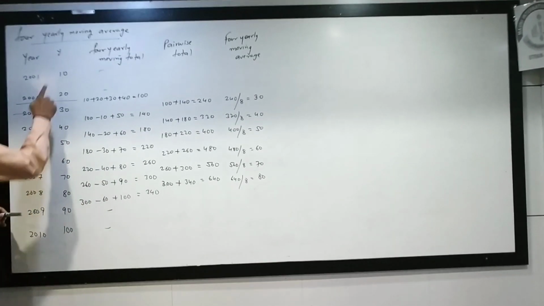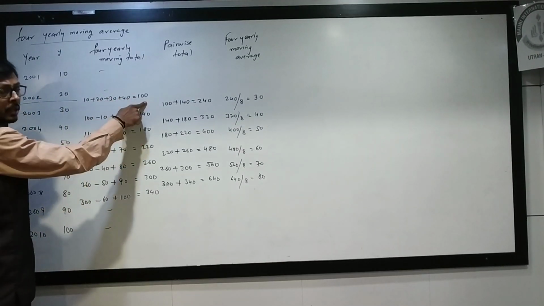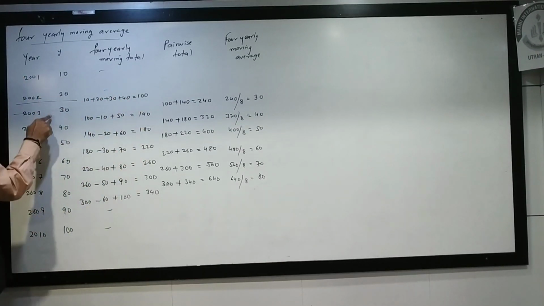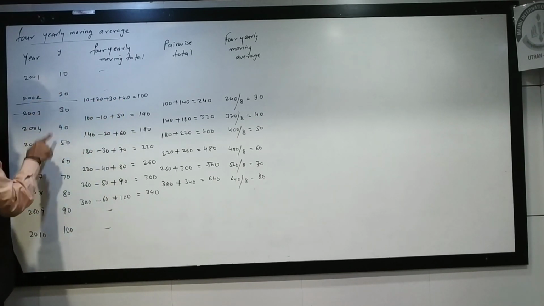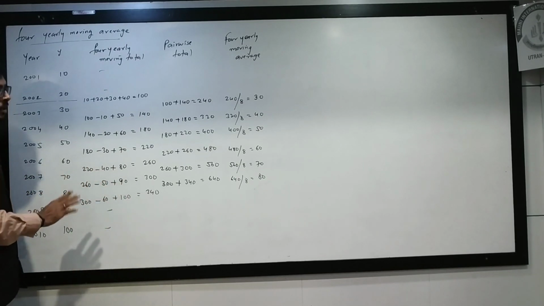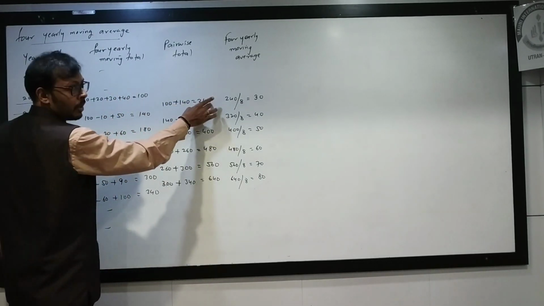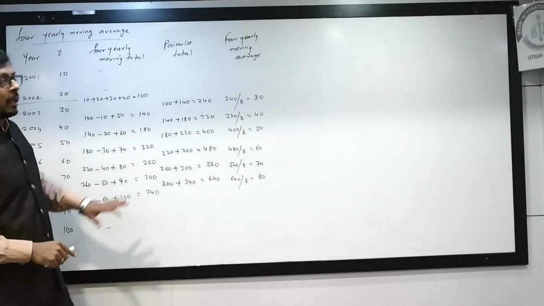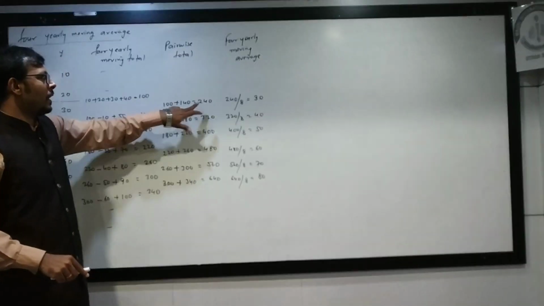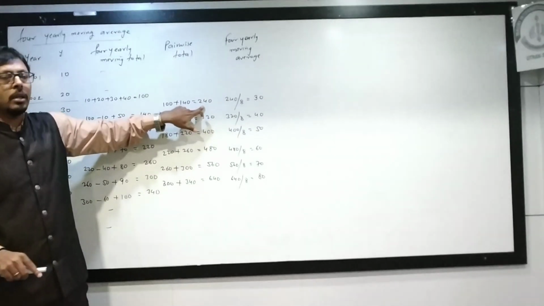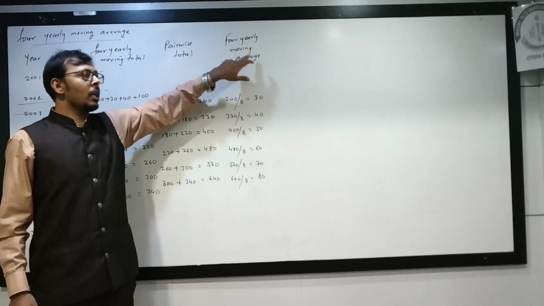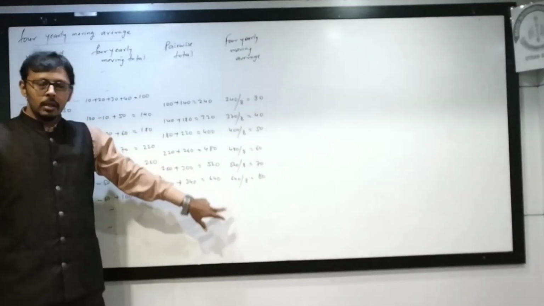First, the 4 numbers you have to add, and the total goes in between 2 and 3. Then once again, separate the first number, add the fifth number, and continue the process. Then make the pairwise total. Whatever the pairwise answer is, you have to divide it by 8, because this is the addition of 4 numbers plus 4 numbers, an 8 number addition. Mention here 4 yearly moving average, and divide by 8.